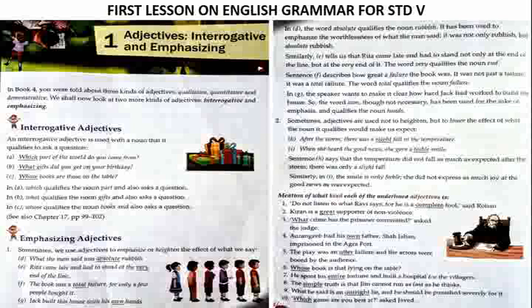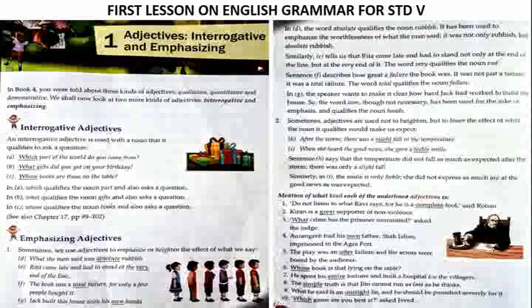Question number 5. The play was an utter failure and the actors were booed by the audience. Here the underlined word utter is an emphasizing adjective and it is qualifying the noun failure. Question number 6. Whose book is that lying on the table? Here the underlined word whose is an interrogative adjective qualifying the noun book.